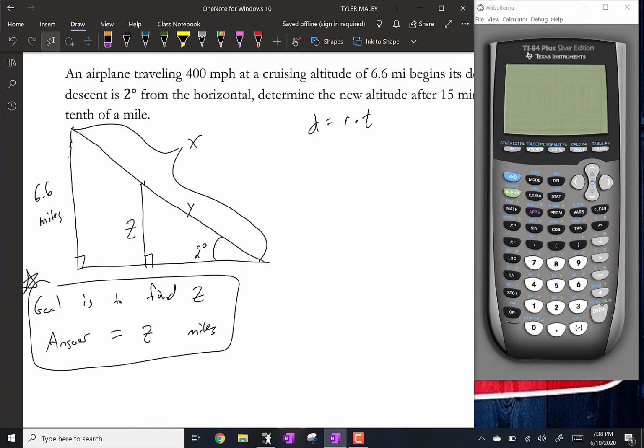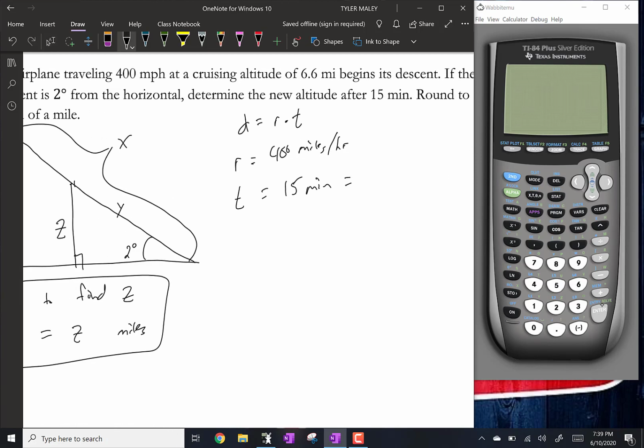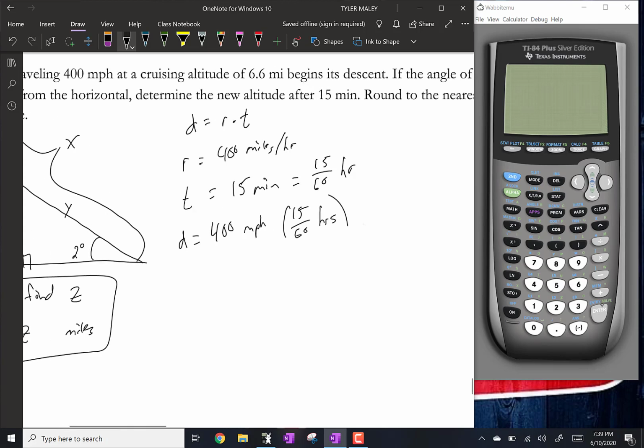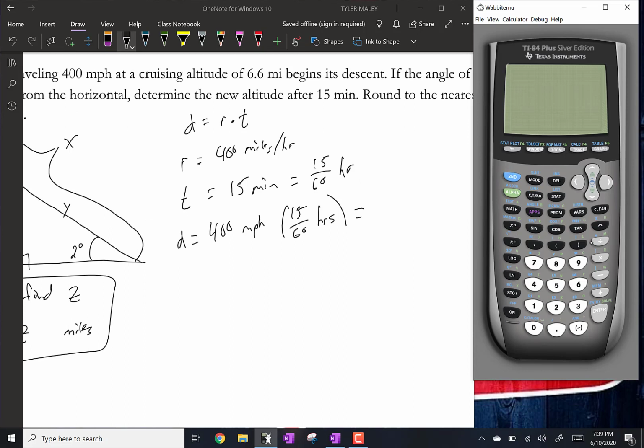So using distance equals rate times time, we know that r equals 400 miles per hour, and time is 15 minutes, right? But we want to have this in terms of the same units. So 15 minutes is 15 over 60 hours. So my distance traveled in 15 minutes would be equal to 400 miles per hour times 15 over 60 hours. If I take 400 times 15 divided by 60, we get 100. So this would be 100 miles.